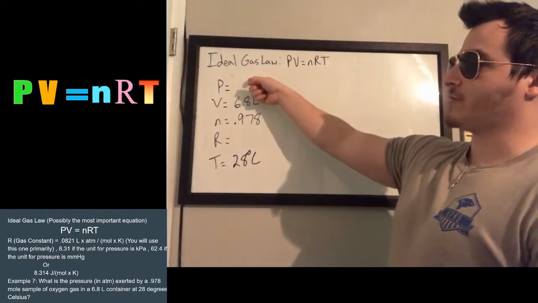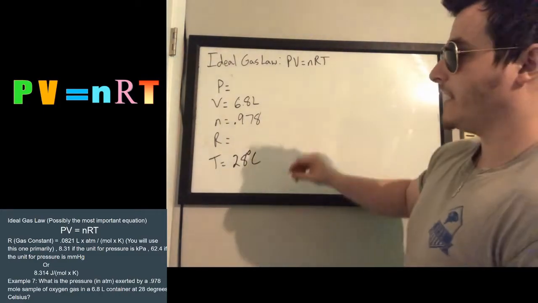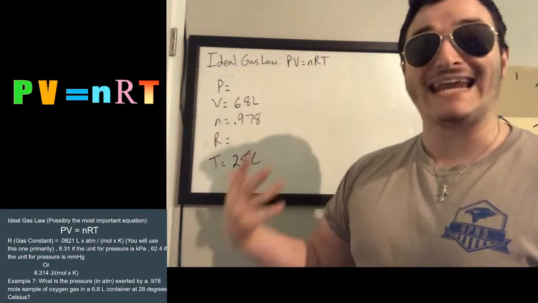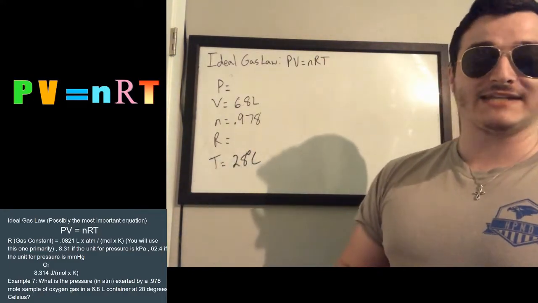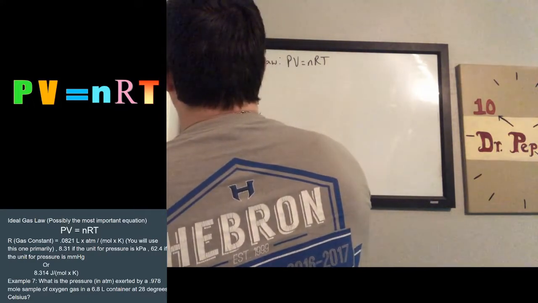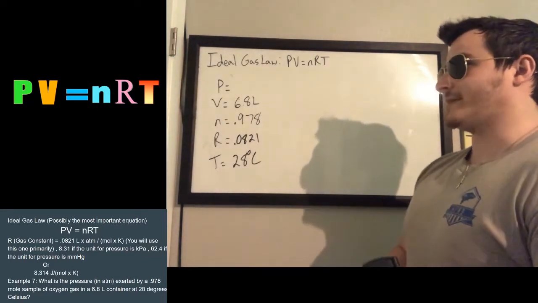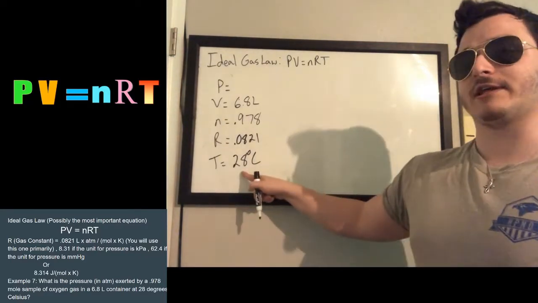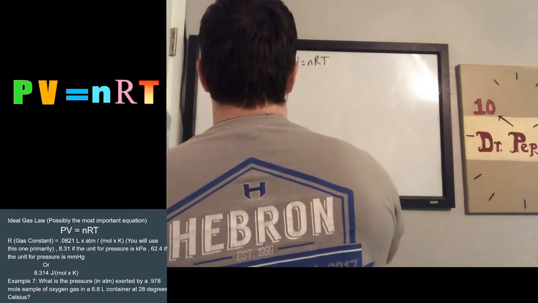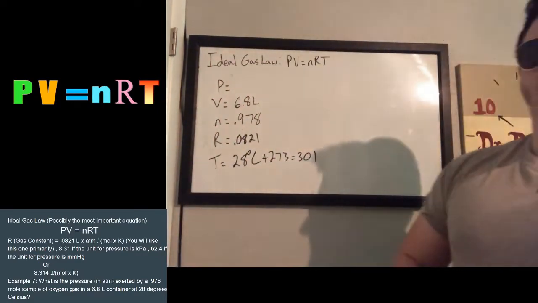And so we're looking for pressure, but the variable that we're missing is R, but we're not actually missing it because it is a constant. Because the pressure that we're looking for is in ATM, our R constant needs to be the one that utilizes ATM, which is 0.0821. All right. Last thing we need to do is make sure that our temperature is in Kelvin. So we're going to add 273, which is going to give us a nice Kelvin temperature of 301 Kelvin.